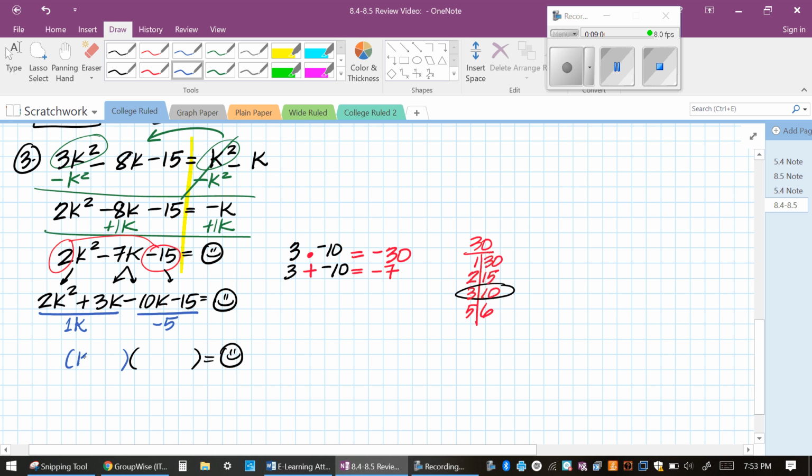Okay, you should have gotten a GCF of k and -5. And then the remainder, so if you divide both of these two terms by 1k, or if you divide both of these by -5, you get 2k plus 3.